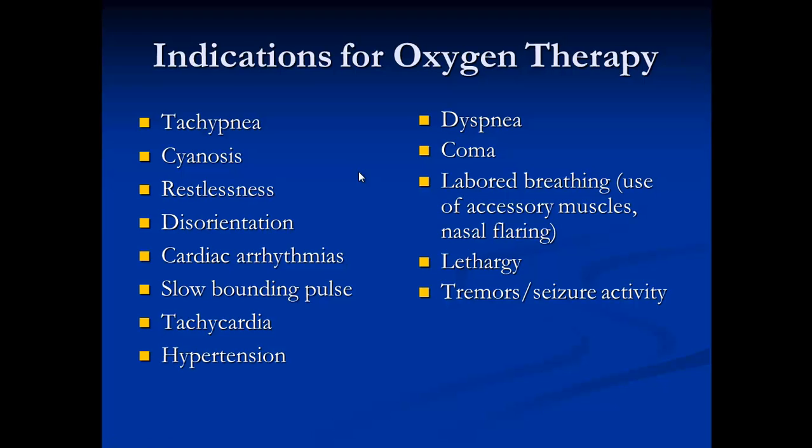Indications for oxygen therapy. Of course, the most likely and the most common is patients with hypoxemia, but also patients that are tachypneic for unknown reasons, cyanosis, altered mental status, agitation, anxiety, cardiac arrhythmias, bradycardia or tachycardia, hypertension. So basically, the first initial measure that you do once the patient arrives to the ER with any type of symptom that is related to hypoxia or ischemia, you provide oxygenation.